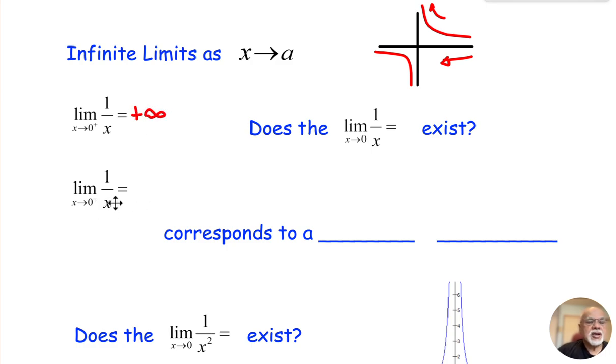Whereas the limit of 1 over x as x approaches 0 from the left-hand side, namely from this direction, we can see that y is going to negative infinity. And these are different.